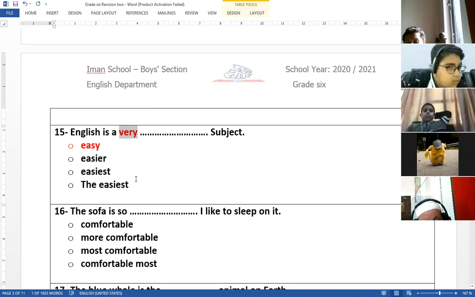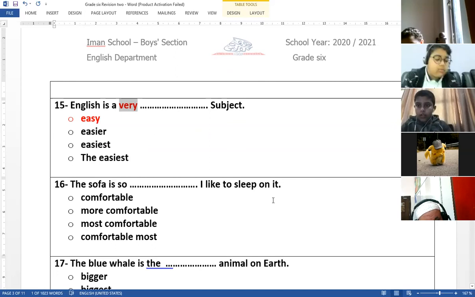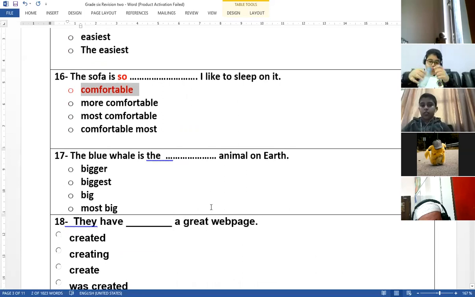Tamim is a very good student. Asil is a very careful student. Abdullah Al-Jalahma is a very attentive student. Do you understand? So we don't change the adjective. The next one, Abdurrahman. The sofa is, so what? I like to sleep in it. So is like very, is so. Okay, so comfortable. Comfortable, okay. It's very or so comfortable, so there is no difference. We don't change the adjective.